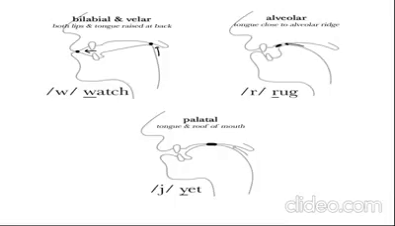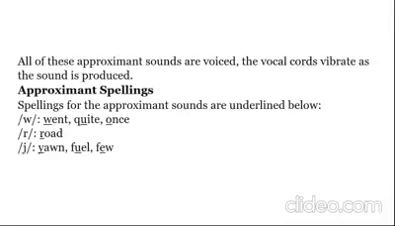So the wa, watch. Ra, alveolar, tongue close to the alveolar ridge. The sound is ra, the word is rug. In American pronunciation it is also called a tap. Ya, it is a palatal sound. The tongue and roof of the mouth are the place of articulation. Thus, the word for ya is yet. All of these approximant sounds are voiced. The vocal cords vibrate as the sound is produced.